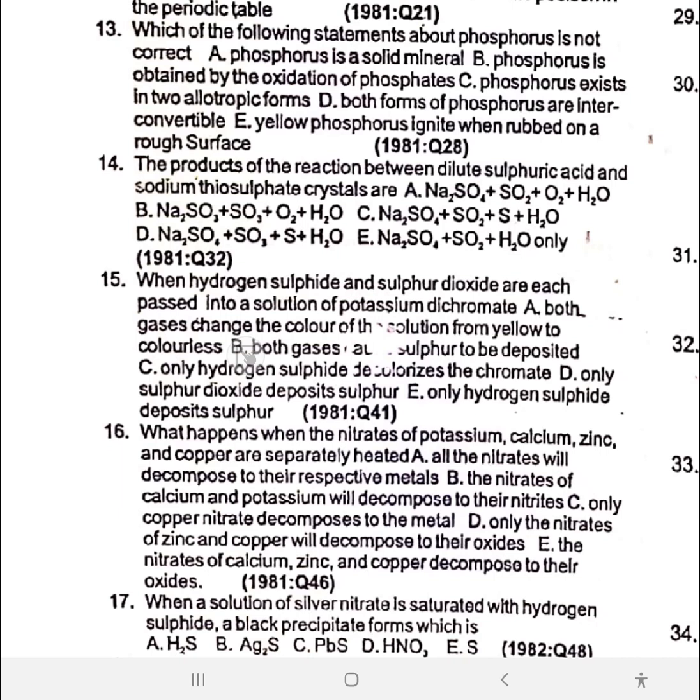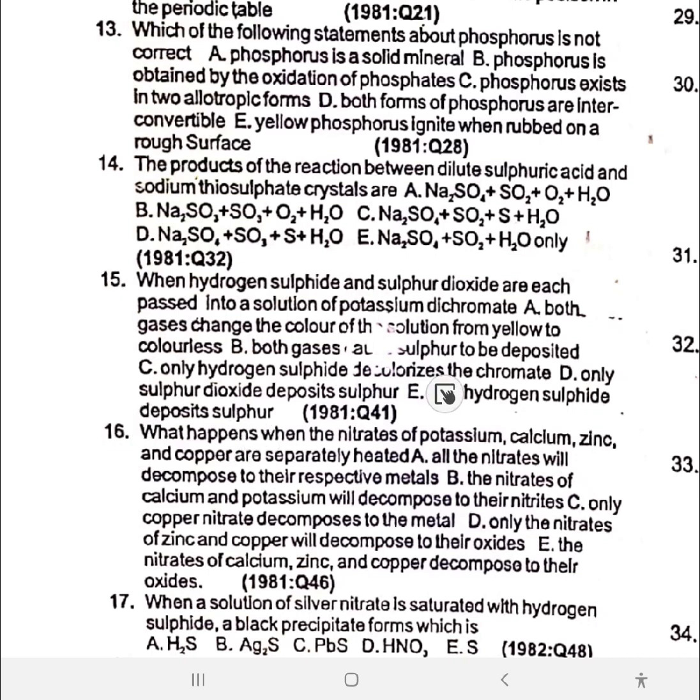Next line, you could also write: they change the orange color of acidified K2Cr2O7 solution to green. And in addition, H2S, which is hydrogen sulfide, would form a yellow deposit of sulfur. Let's come back to question 15. If you check all the options, you see option E is correct. Only hydrogen sulfide deposits sulfur. Both of them will do the same thing to KMnO4 and K2Cr2O7. But how do you separate one from another? Hydrogen sulfide will form a yellow deposit of sulfur.